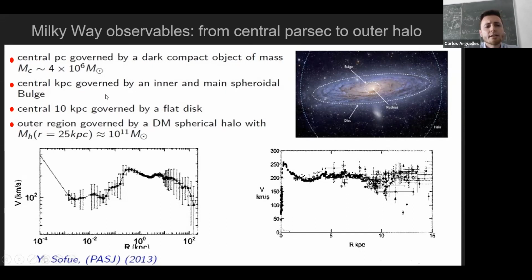Then the central kiloparsec is governed by an inner spheroidal bulge. And then when we move to 10 kiloparsec, the dynamics and kinematics are governed by a flat disk, or with some thickness, depending on the model. And in the outer region, of course, we have an extended dark spherical halo with a mass of, at 35 kiloparsec, roughly 10 to the 11, as constrained by observation. In the panel down here on the right, you can see the data of the rotation curve showing this approximately flat regime in linear scale.